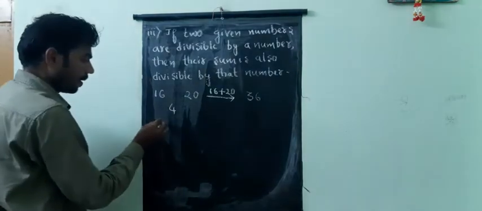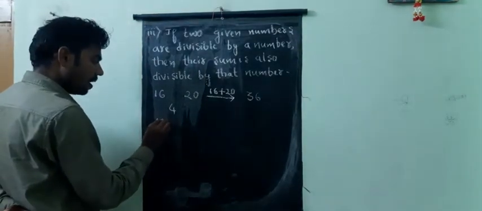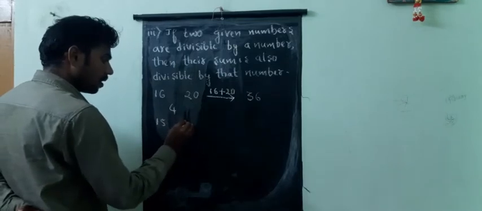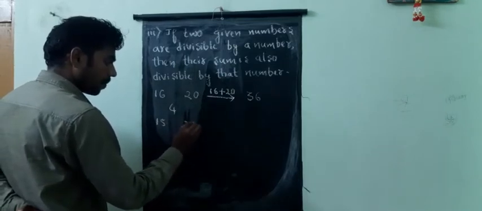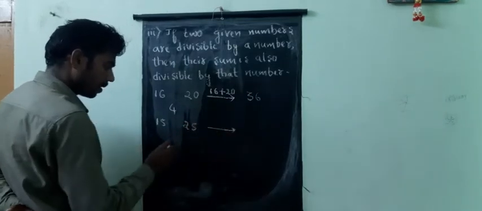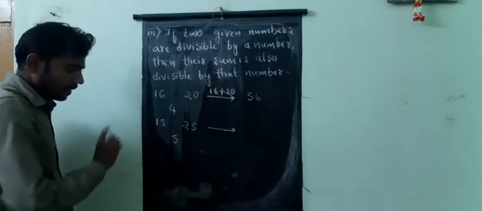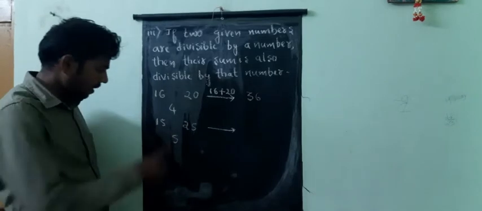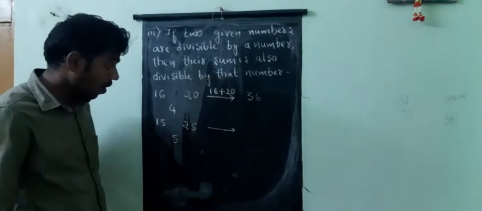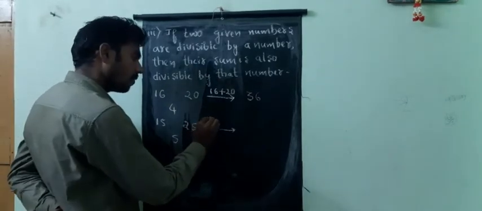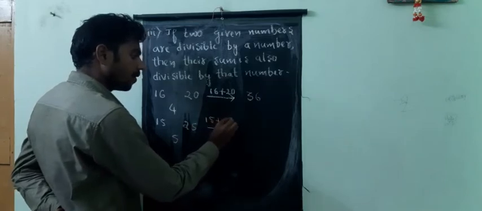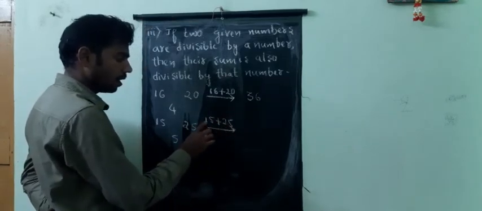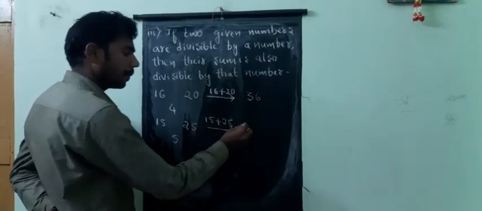Next, I will take 15 and 25. Is 15 divisible by 5? Yes. Is 25 divisible by 5? Yes. 5 threes are 15, 5 fives are 25. What is the sum of 15 and 25? 15 plus 25. 5 plus 5 is 10. So 10 plus 20 is 30, 40.